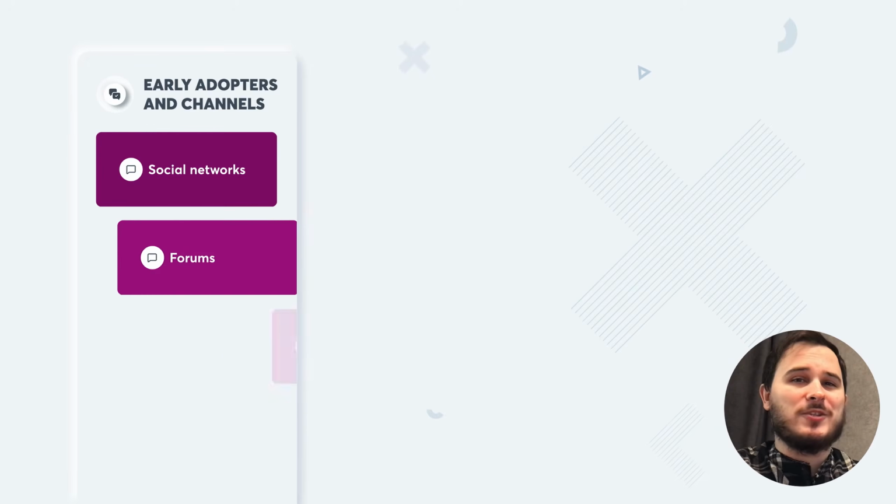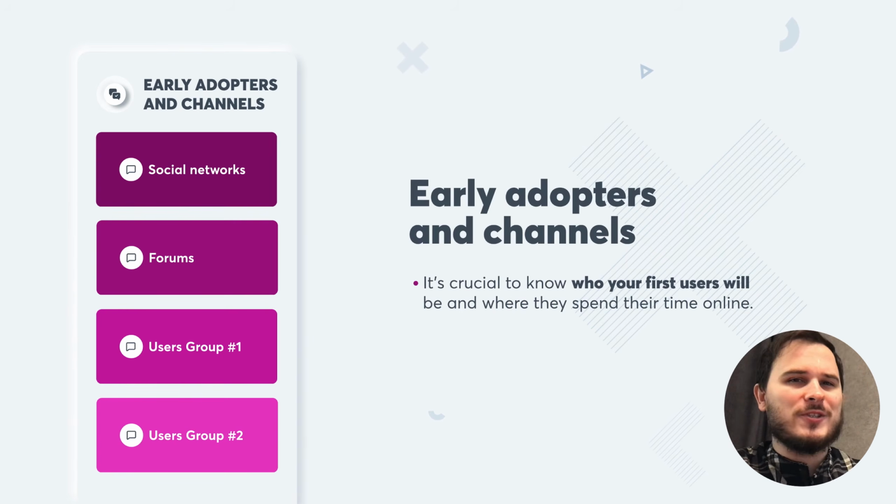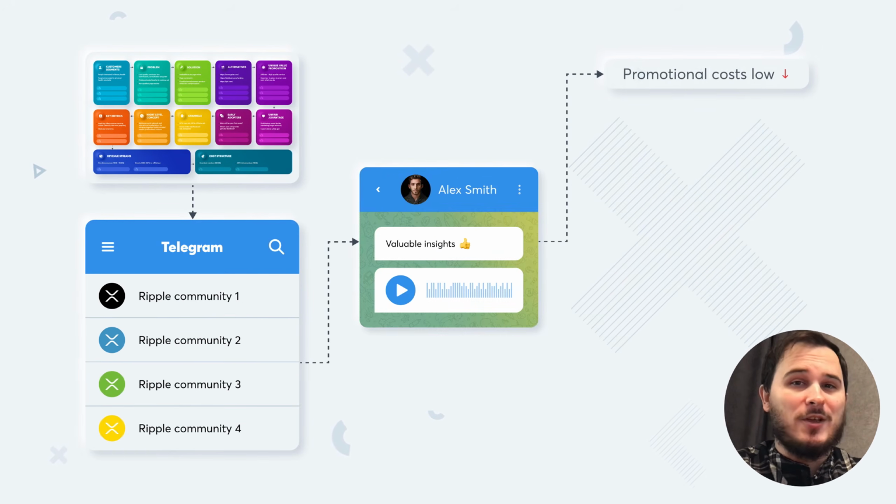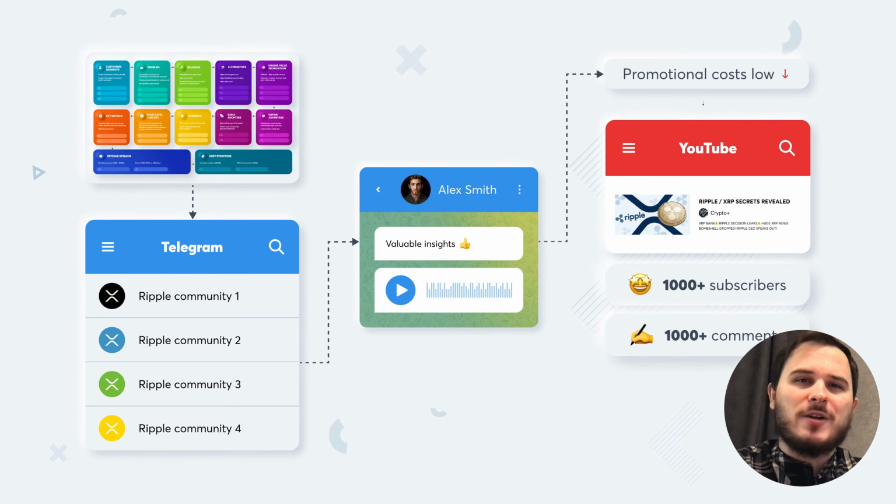When it comes to early adopters and channels, it's crucial to know who your first users will be and where they spend their time online. This is vital for a successful start. For example, a friend of mine was deeply involved in crypto Ripple communities for years. When we created a lean canvas business plan, we targeted Ripple communities on Telegram to promote his first YouTube video. By building connections and sharing valuable ideas with these communities before the video was even created, we managed to slash promotional costs and gain massive exposure. After the video was launched, 2 days later, he had over 1,000 subscribers and comments. That's how you nail the early adopters block.